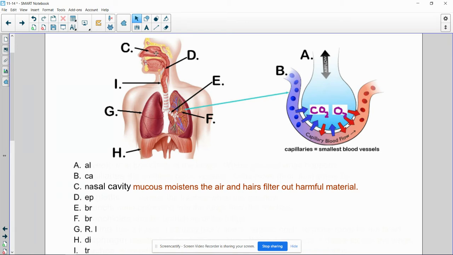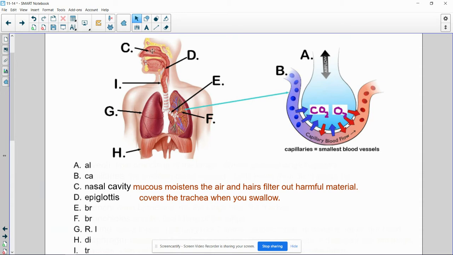So C, nasal cavity, air goes in through your nose or your mouth, and it enters here, and it goes down past this little flap called the epiglottis. The epiglottis is important because that little flap will close when you're trying to swallow. So if you try to inhale and swallow at the same time, you can't do it. The epiglottis prevents that. You can inhale food, however, and choke, but you can't swallow food into your lungs.